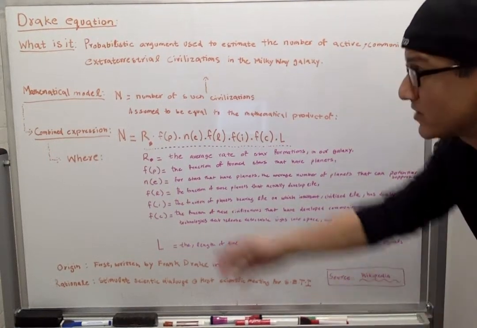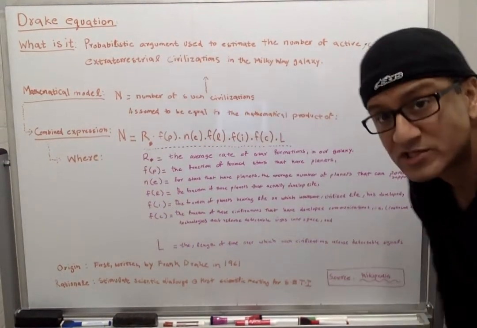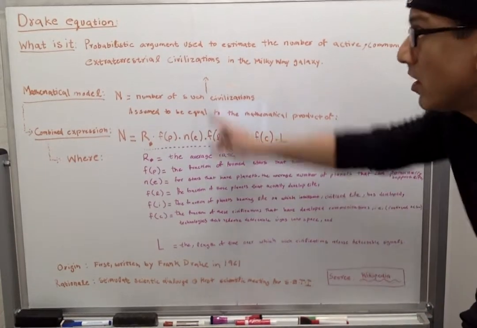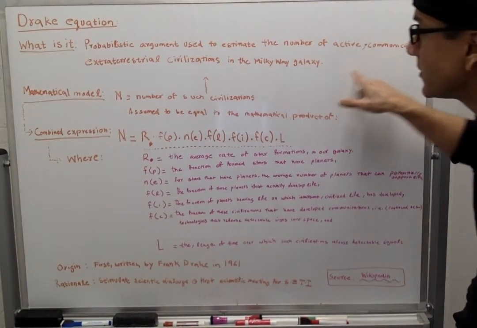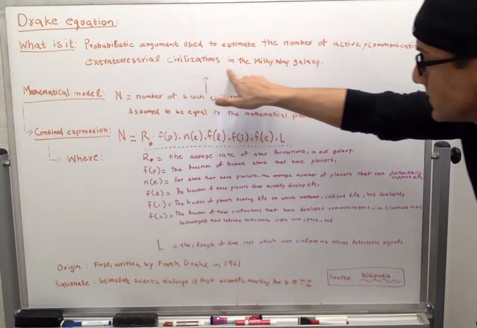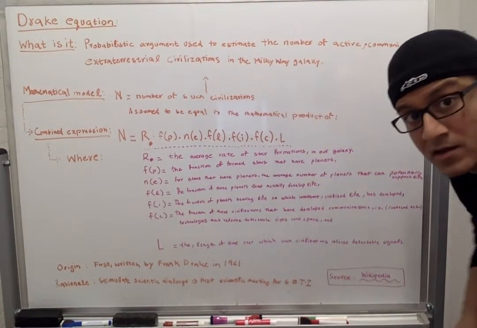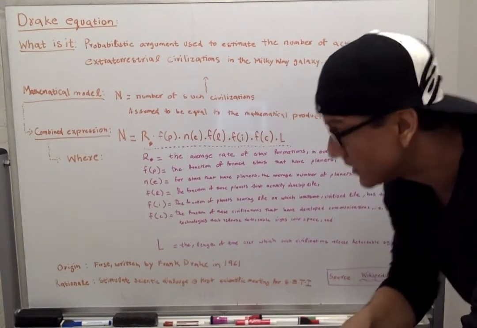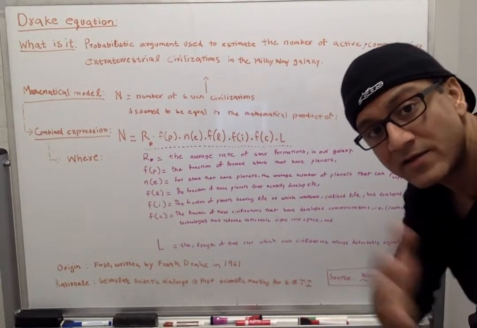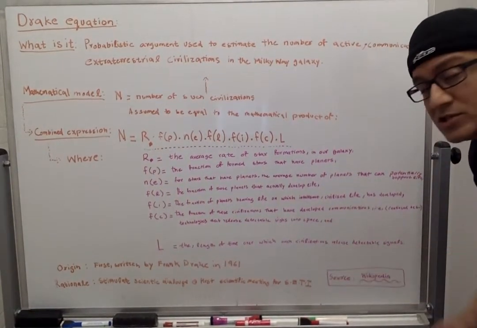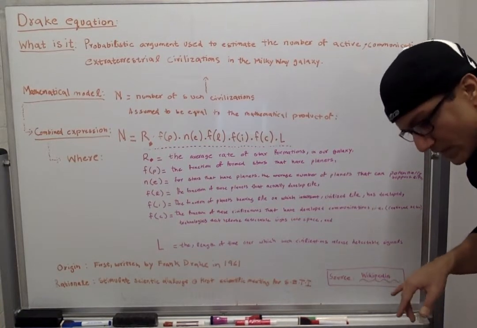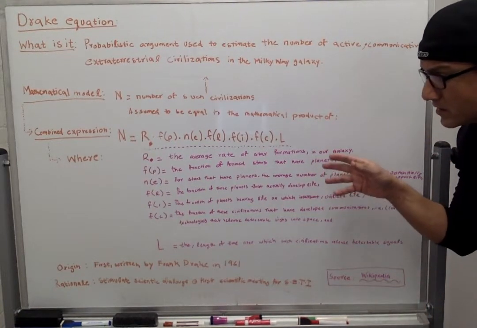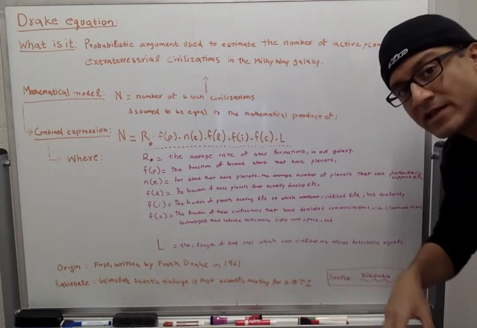This video is about Drake's equation, which is a probabilistic argument used to estimate the number of active communicative extraterrestrial civilizations in the Milky Way galaxy. Now, before I get into the details, I just have to say that all the information that you see on the whiteboard is extracted directly from Wikipedia, and I have not added anything or taken anything away.